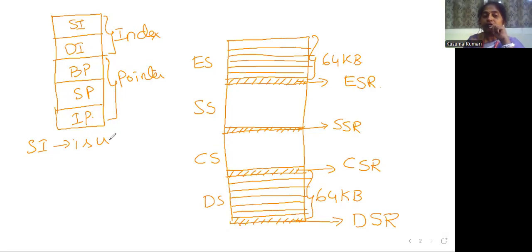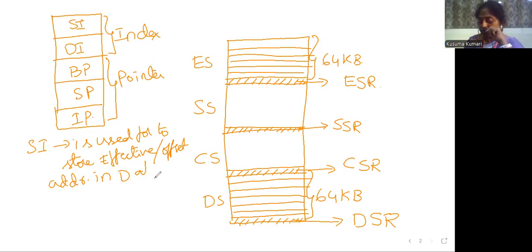and it is used to store the offset address. Okay, effective address or offset address. Already in the last video I told you what is effective address and offset address, in the data segment.